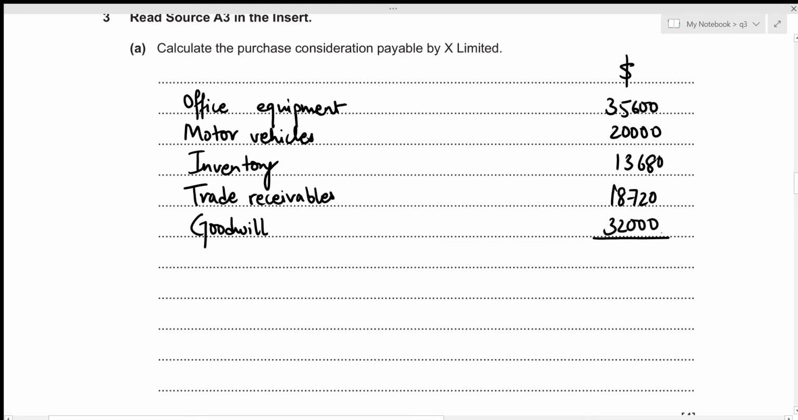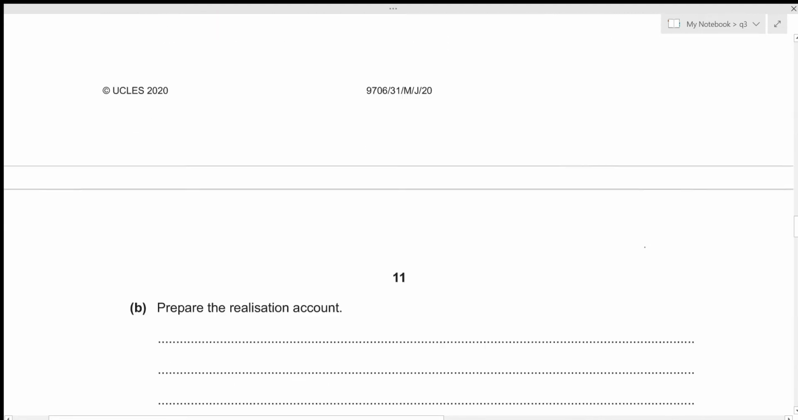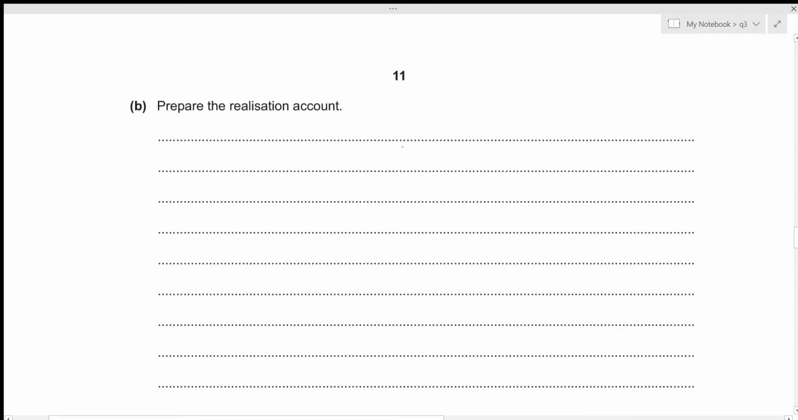Okay, now we can figure out the purchase consideration payable by X Limited. That is just going to be the sum of these 5 amounts. So that's 35,600 plus 20,000 plus 13,680 plus 18,720 plus 32,000, which results in the total purchase consideration of 120,000. Alright, this concludes the first part of this question. Now we can move towards the second one. So we need to prepare the realization account.